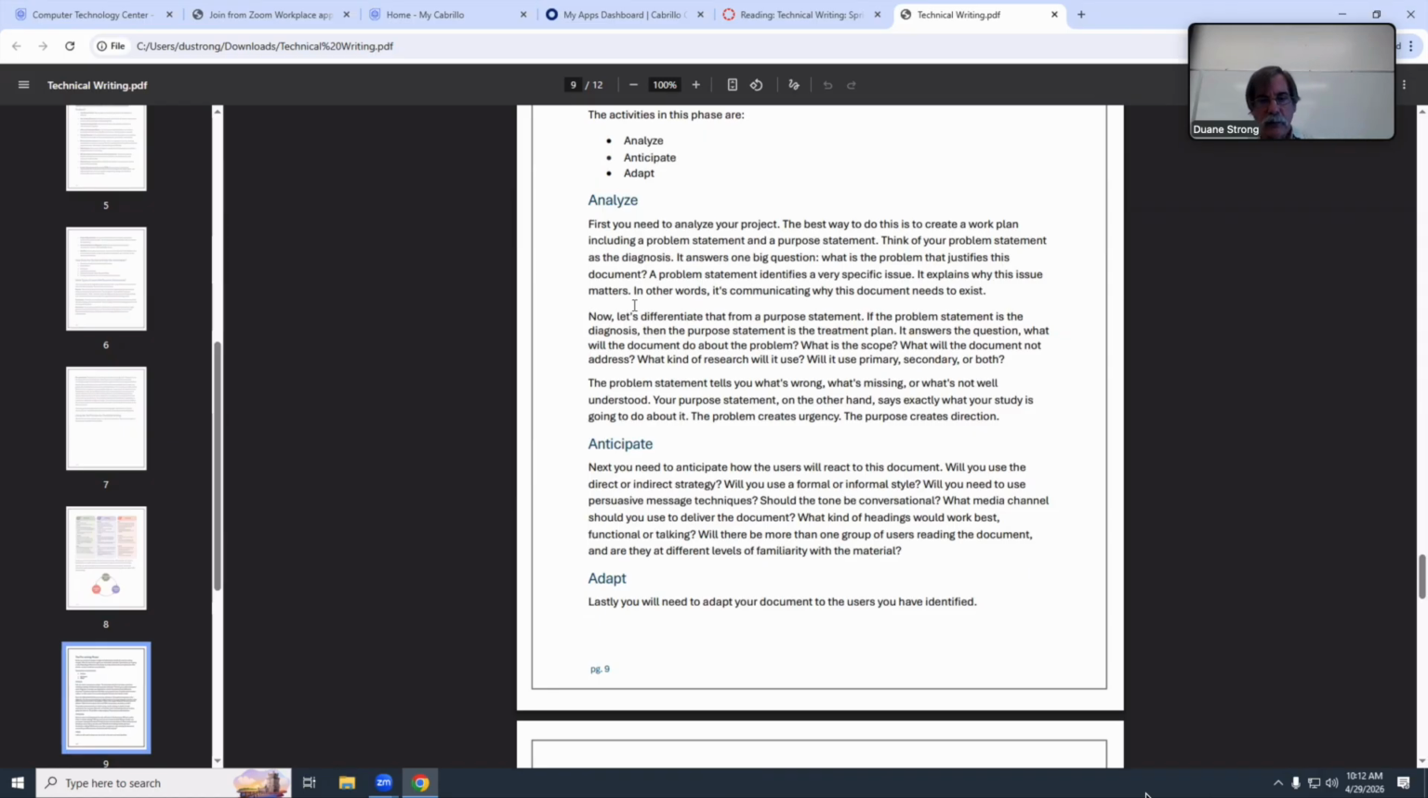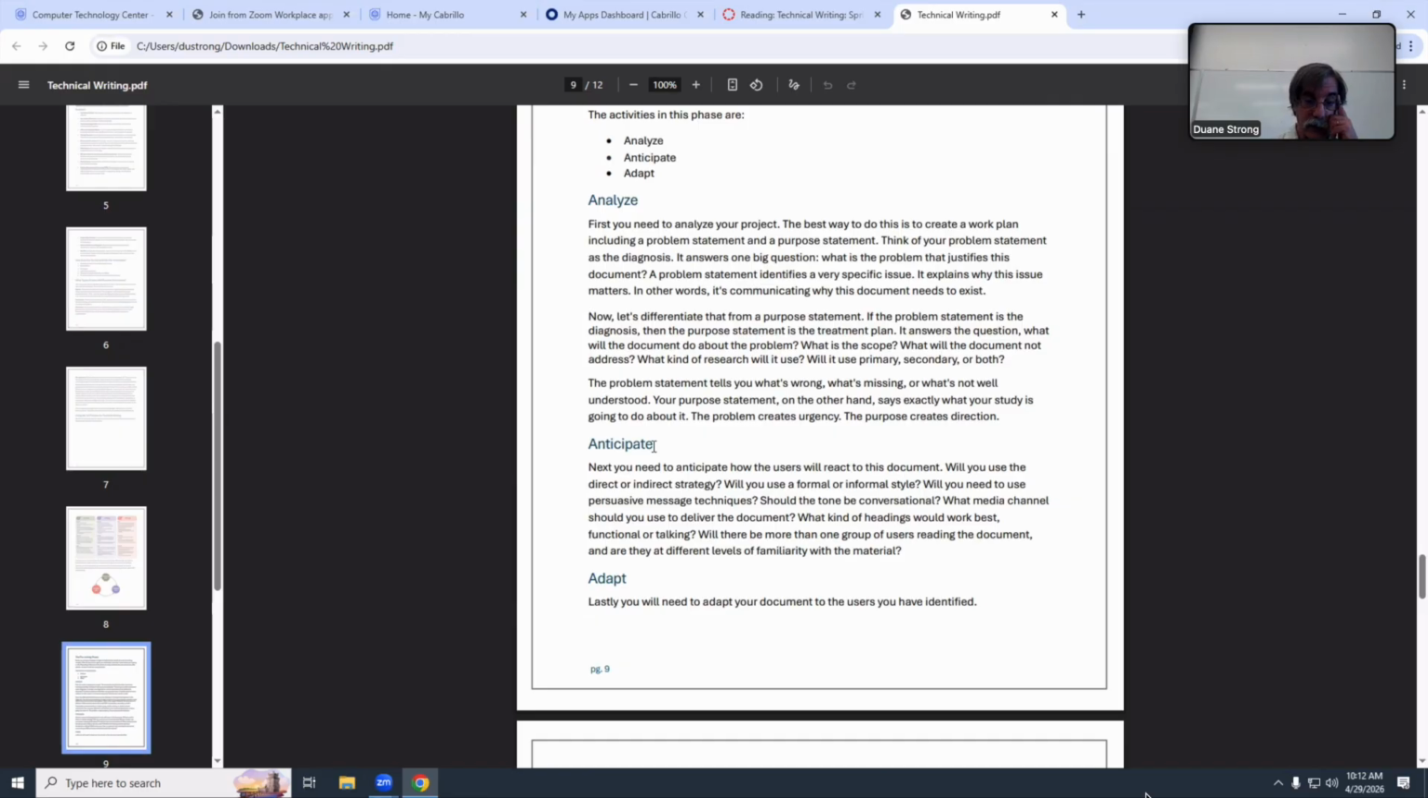So the problem statement tells you what's wrong, what's missing, or what's not understood. And then your purpose statement says exactly what your study is going to do about it. The problem creates the urgency, the purpose creates the direction. So that's your analysis activity in this phase.